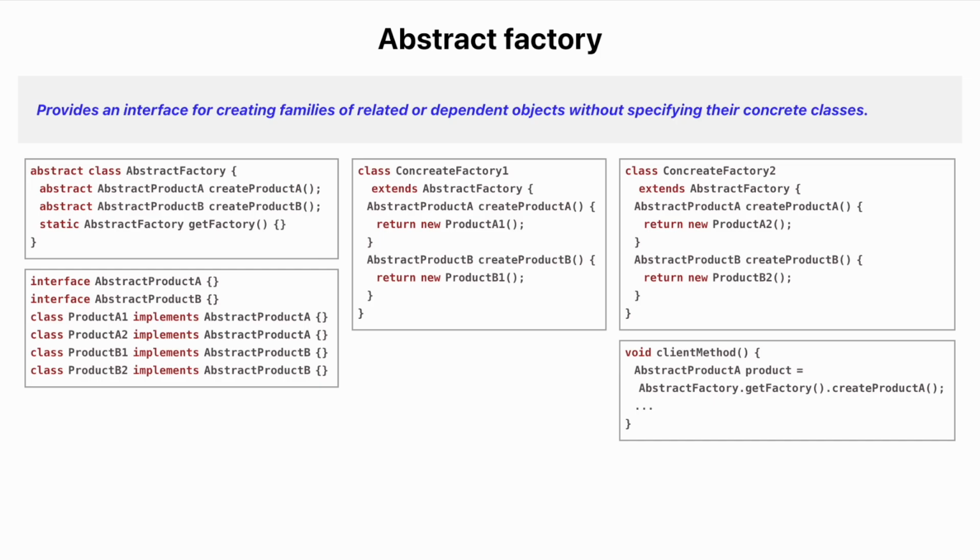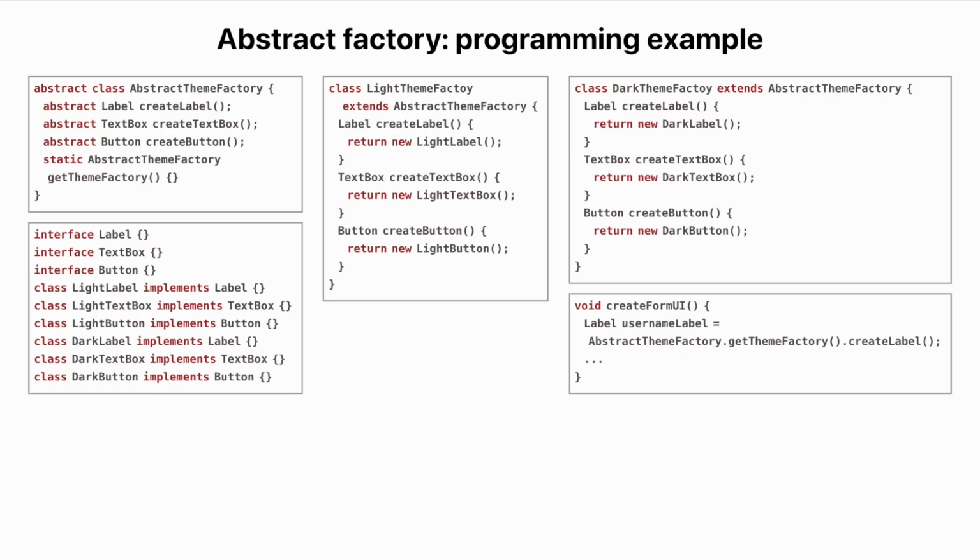The instantiation of specific product subclasses depends on the concrete factory. Here, concrete factory 1 creates product A1 and product B1, whereas concrete factory 2 creates product A2 and product B2. For example, in an application, we need to implement different UI themes according to the user preference. If the UI theme changes, then every UI element style will be changed. This functionality can be implemented by abstract factory pattern.